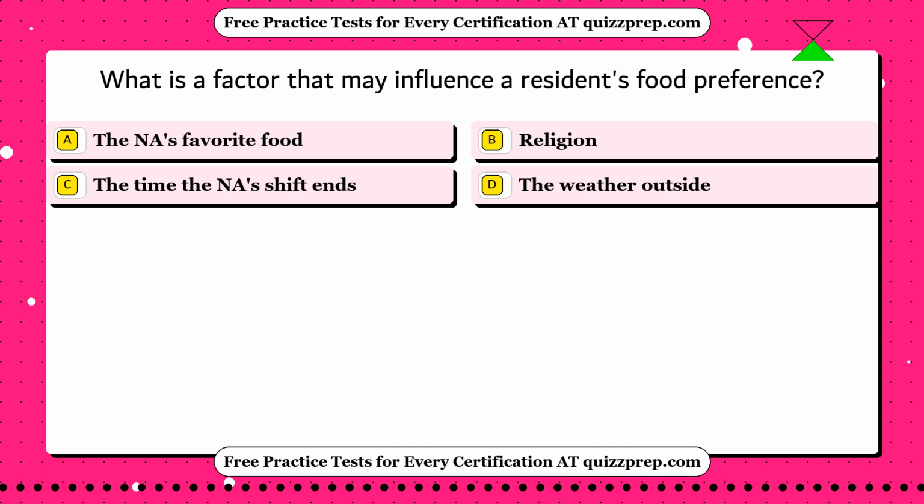Question 42. What is a factor that may influence a resident's food preference? Option A, the NA's favorite food. Option B, religion. Option C, the time the NA's shift ends. Option D, the weather outside.